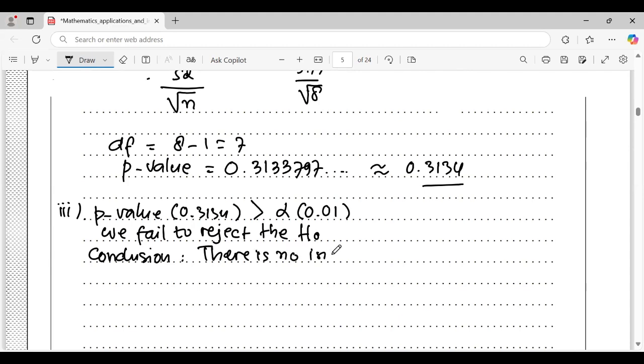And the conclusion: there is insufficient evidence at alpha equals 0.01. Sorry, 10% means not 0.01, it is 0.1. 10% is 0.1. Yeah, alpha 10%.